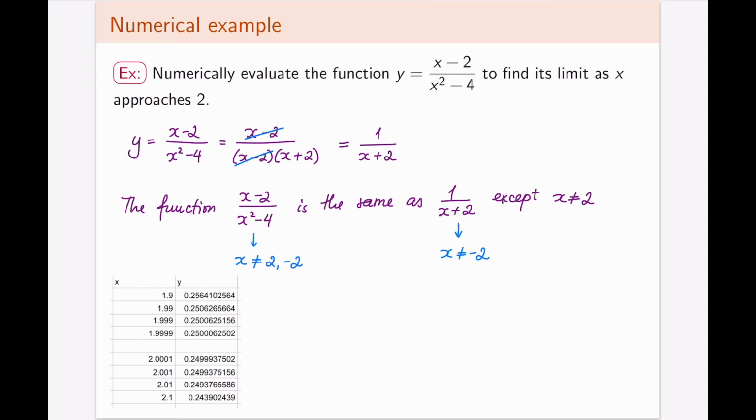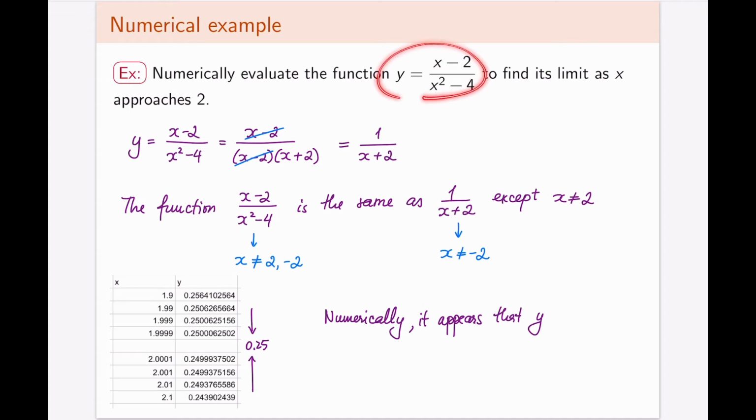One thing to notice here is that when you plug in numbers, make sure you plug in numbers from both the left and the right-hand side of the one that you're interested in, just so you really get a full picture of what's happening on the other side. But again, it looks like coming from either direction, the limit approaches 0.25. So numerically, we can conclude that we believe, or it appears, or something like that, we cannot say it with certainty, that my y value for this function approaches 0.25 as x approaches 2.